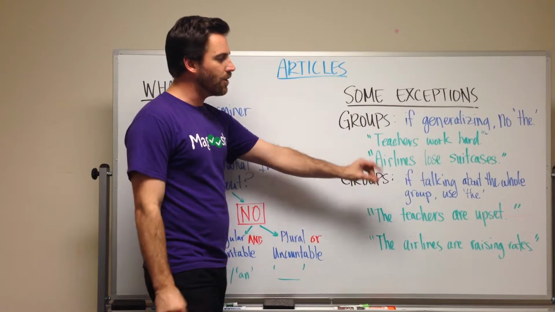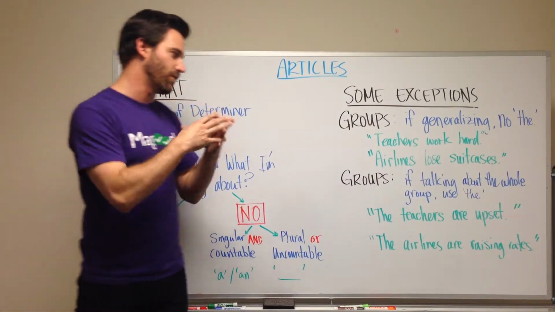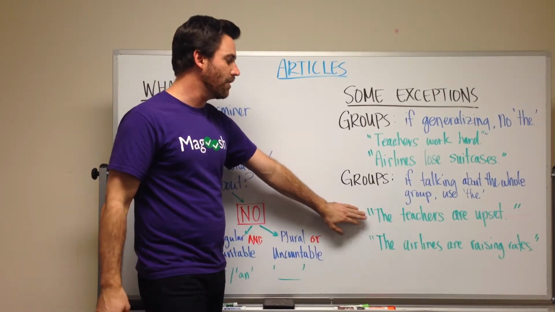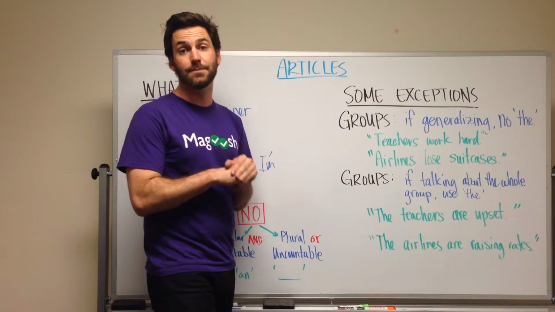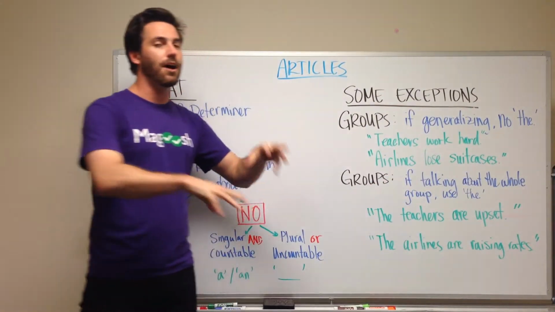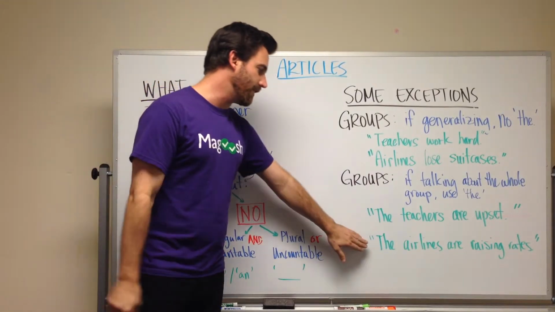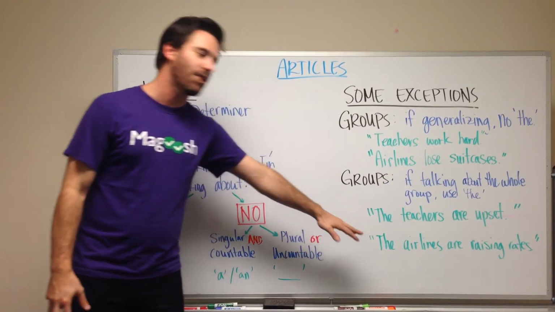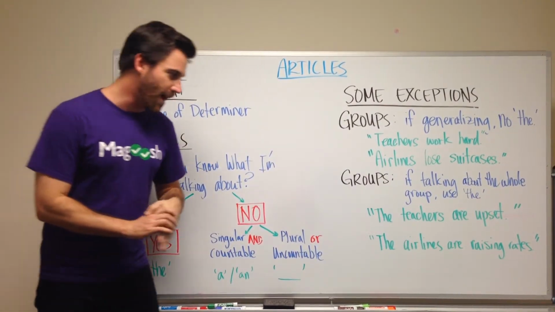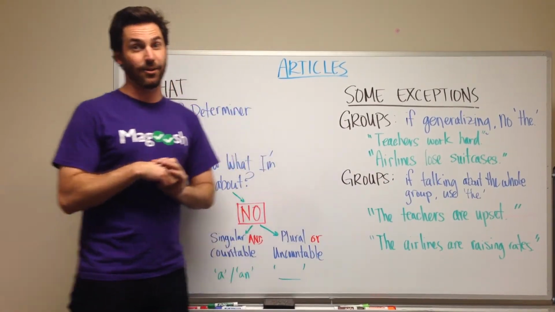Next, if you want to talk about the group as a unit, as one complete unit, then you will use the. So, for example, we can say the teachers are upset. And that implies that you know which groups of teachers I am talking about. And I'm talking about the whole group being upset about something. And then again with the airlines, you could say the airlines are raising rates. Maybe fuel prices went up. And so in this case, we're talking specifically about the airlines.